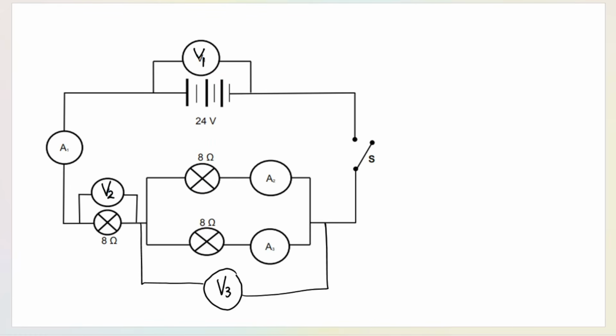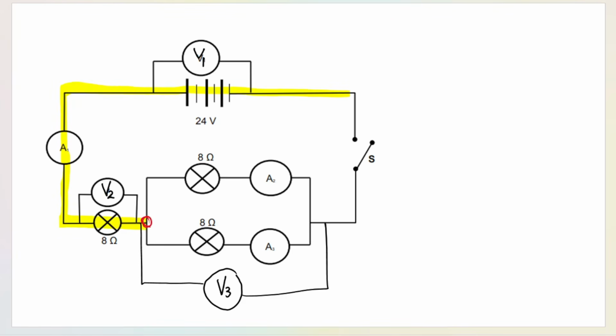When I say mixed, what I mean is I have parallel resistors over here. So the 8 ohms and the 8 ohms are in parallel, but we also have another 8 ohms over here that's in series. So how it works is as follows. The total current will flow through this part of the circuit. So A1 will read total current. The total current will flow through the resistor in series.